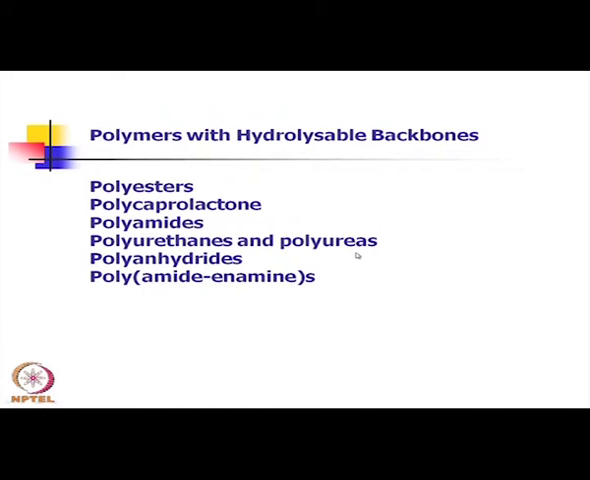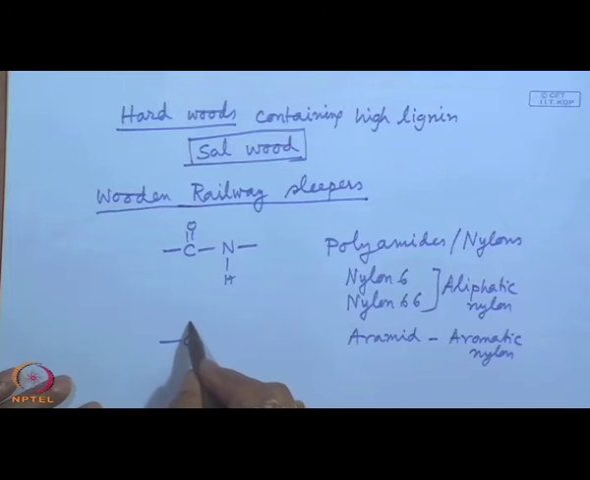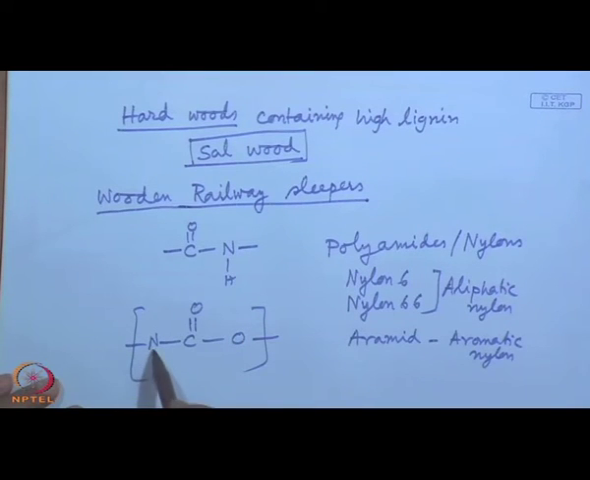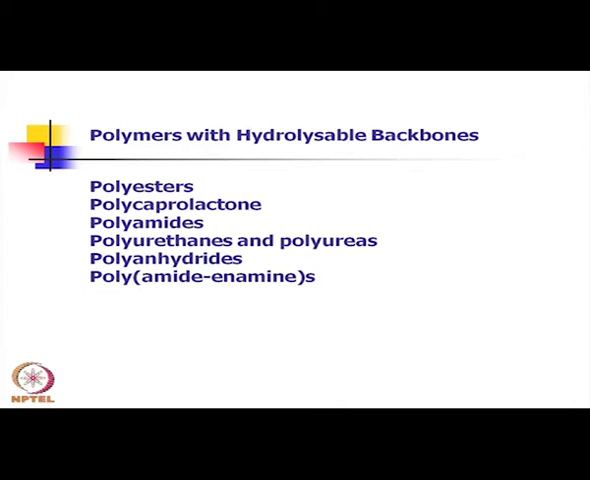Then polyurethanes and polyureas. Polyurethanes contain a linkage like this, this is the polyurethane linkage, having nitrogen, oxygen along with carbon and hydrogen in the polymer chain. Polyureas etc. Polyanhydrides, polyamide enamines, polyamide imides etc. So, these polymers are degraded by hydrolysis, so they are known as hydrolyzable polymers.